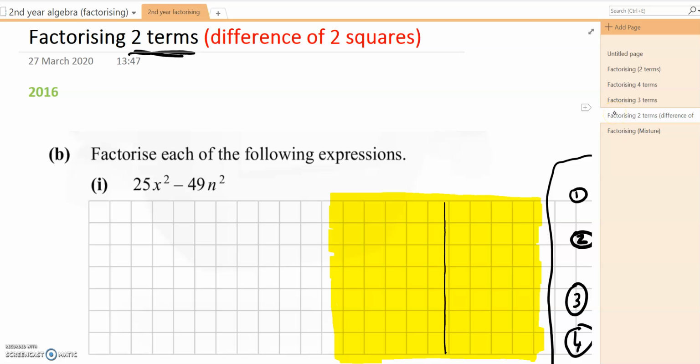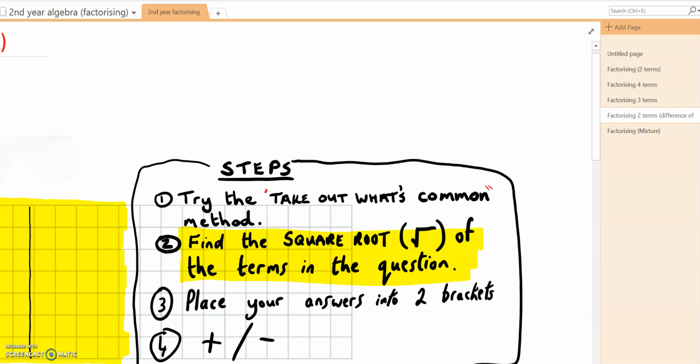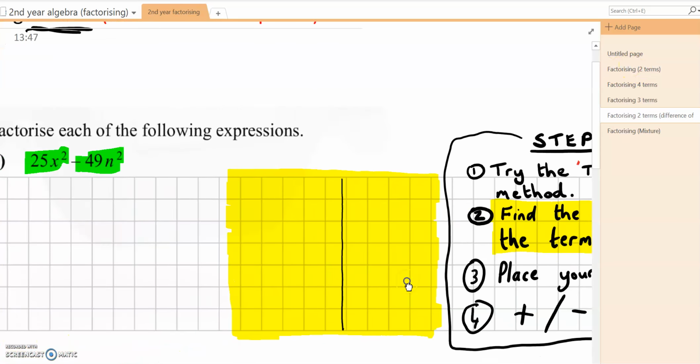So how do we do this one? This came up in 2016. It said factorize each of the following expressions, and this was the first one that they wanted you to do. It says 25x squared minus 49n squared. Now, we've got two terms. So the first thing to do is to try the take out what's common method that we looked at already in this video. So you try that first.